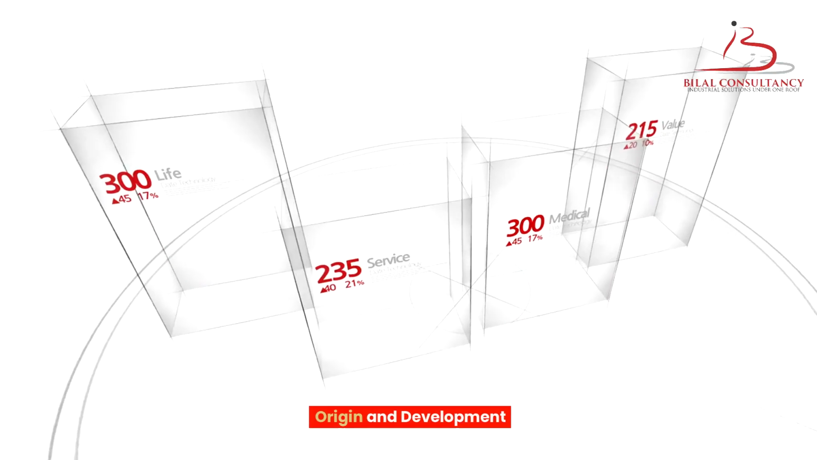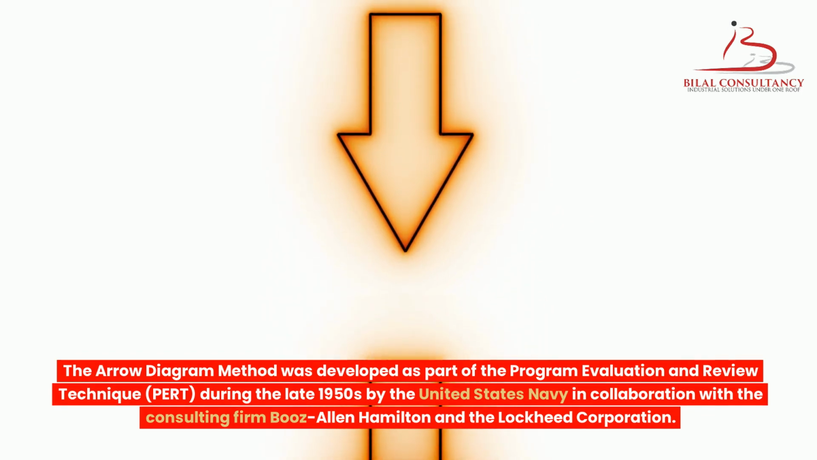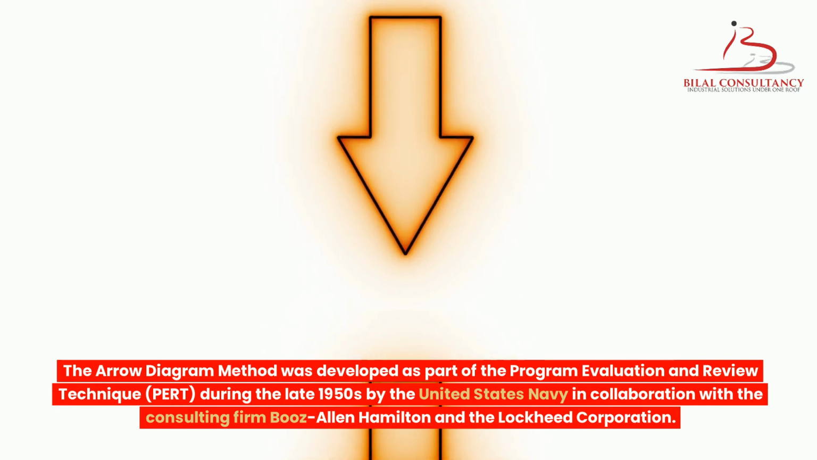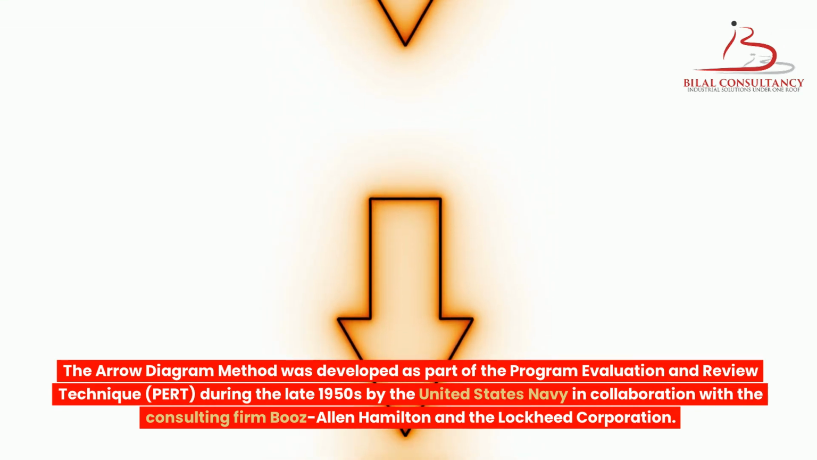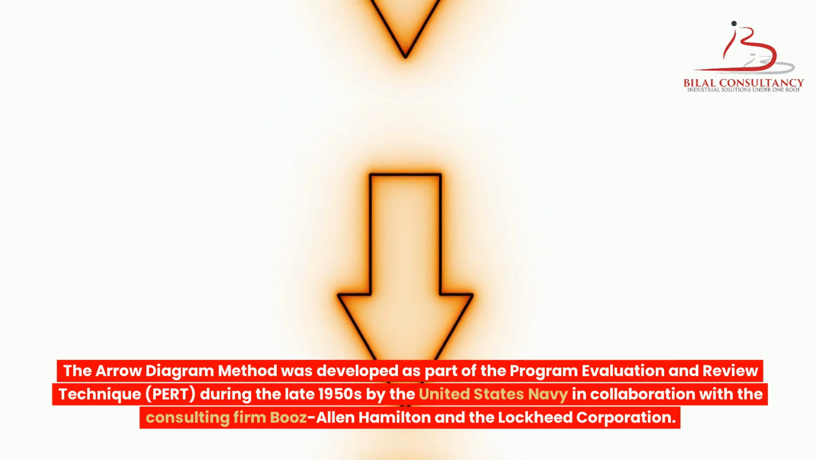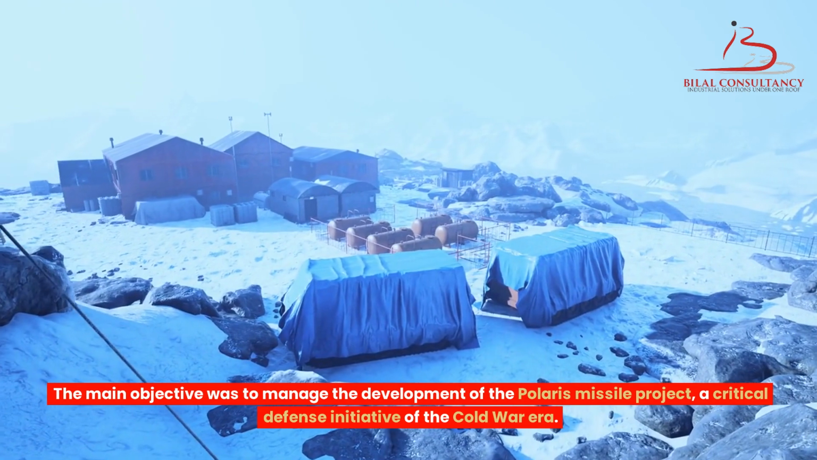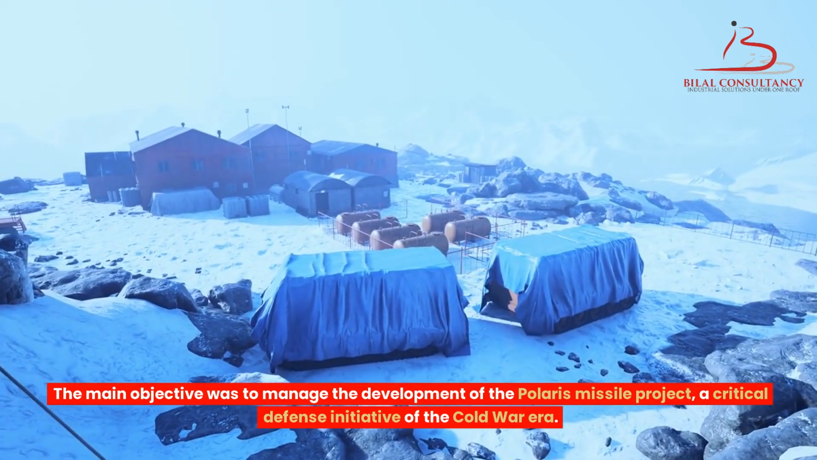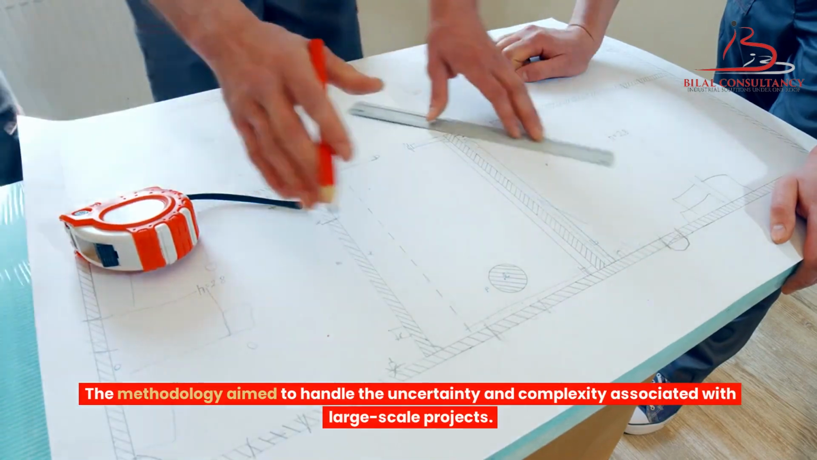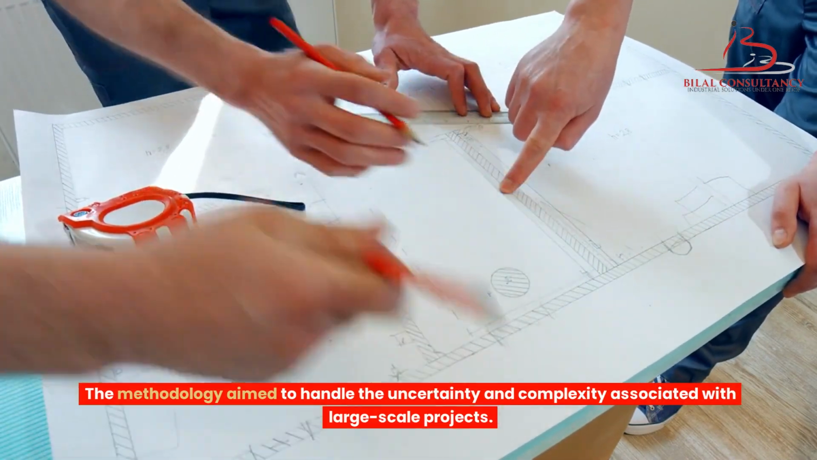Origin and development. The arrow diagram method was developed as part of the Program Evaluation and Review Technique, PERT, during the late 1950s by the United States Navy in collaboration with the consulting firm Booz Allen Hamilton and the Lockheed Corporation. The main objective was to manage the development of the Polaris missile project, a critical defense initiative of the Cold War era. The methodology aimed to handle the uncertainty and complexity associated with large-scale projects.